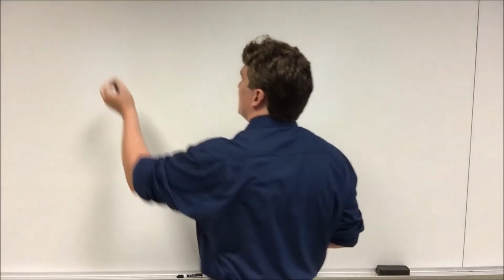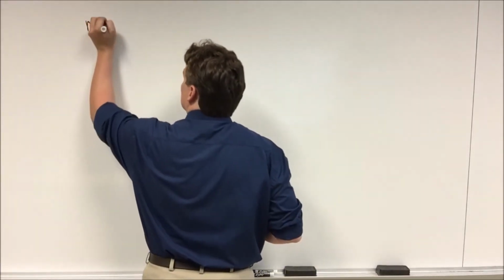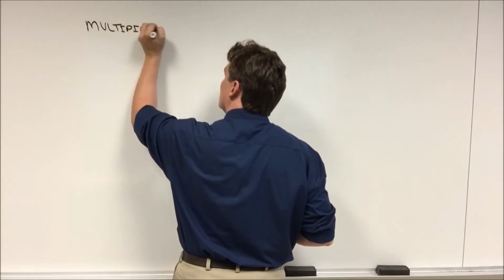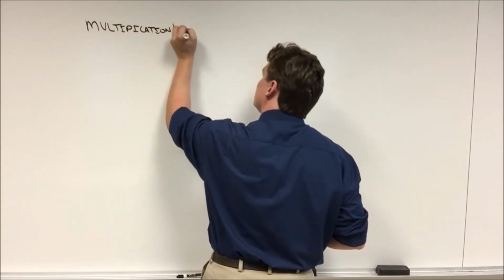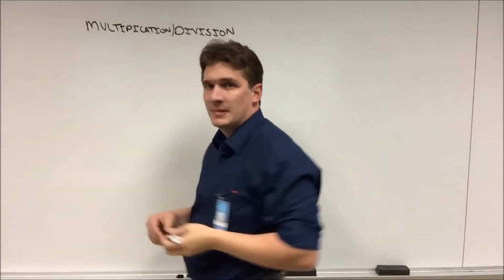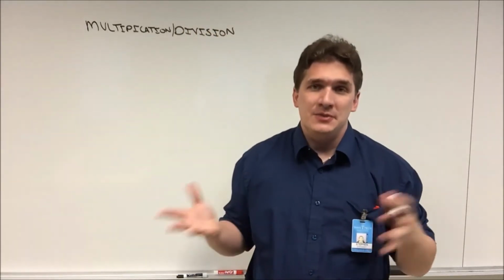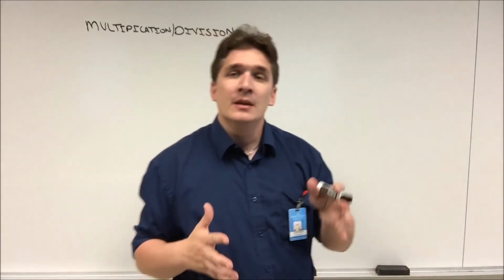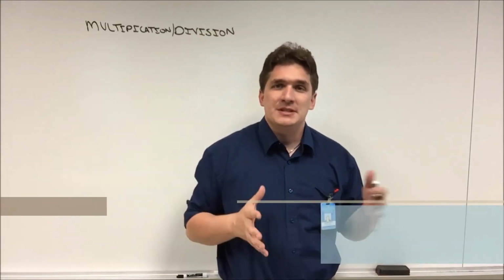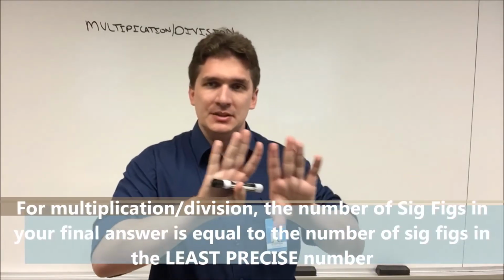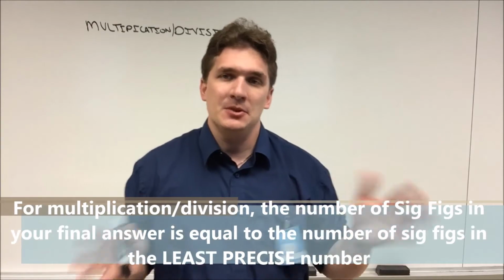And the first are going to be multiplication and division. So for multiplication and division problems, this is something times something else, or a whole bunch of numbers multiplied together. The number of significant figures is set by the least significant number. So what you're going to do is look at each number that's being multiplied.